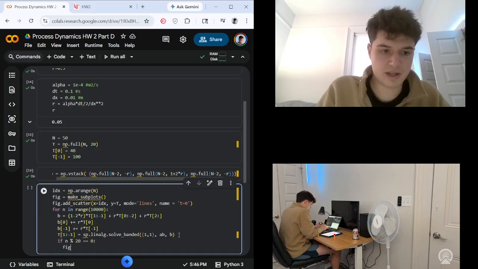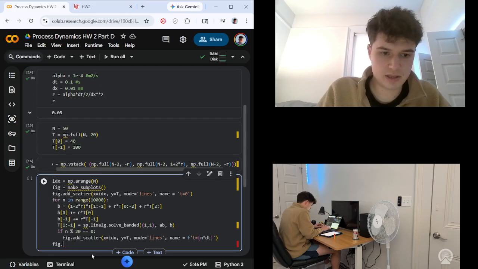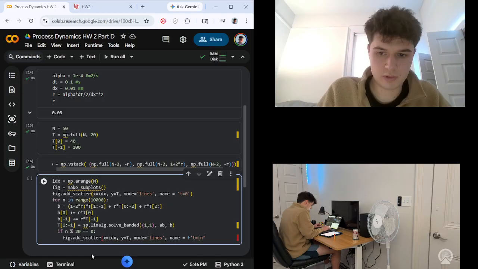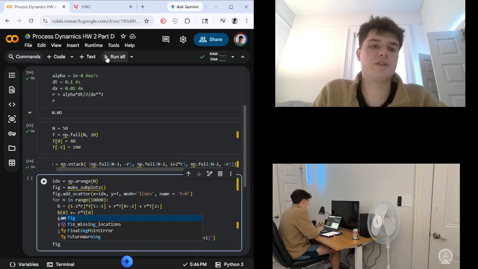And then finally we want to make a scatter plot, fig.add_scatter. And this is going to be very similar, so we're going to do this and then just get rid of what we don't want. We want this to be n plus 1. Okay, that looks correct, and then we make our fig. Let's see if it runs.